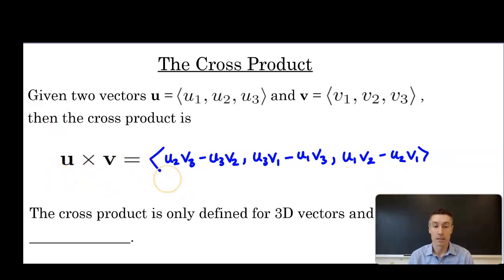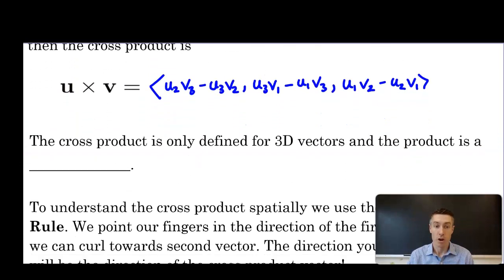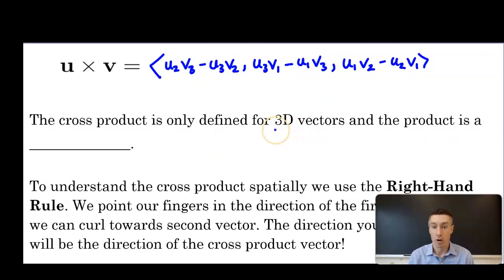U cross v is the vector u2 v3 minus u3 v2, u3 v1 minus u1 v3, and u1 v2 minus u2 v1. Okay, so we start with three-dimensional vectors. Our output is also a three-dimensional vector. And more importantly, the cross product is only defined for three-dimensional vectors. And the product is a vector, unlike the dot product, where the product was a scalar. Okay, so this is the second vector product. We can see the formula up above.